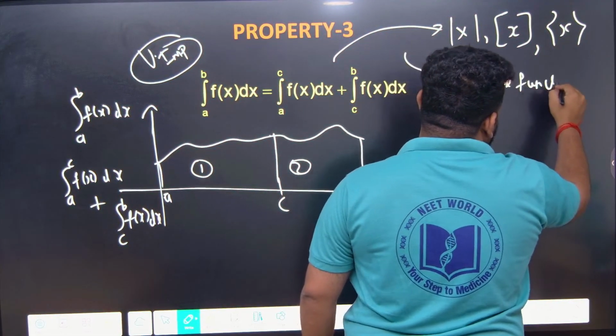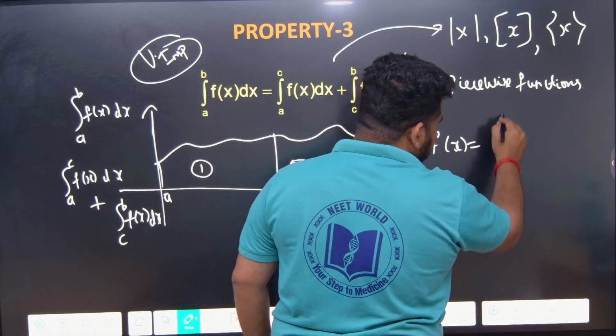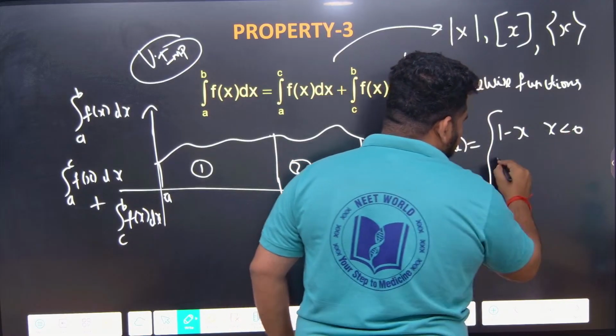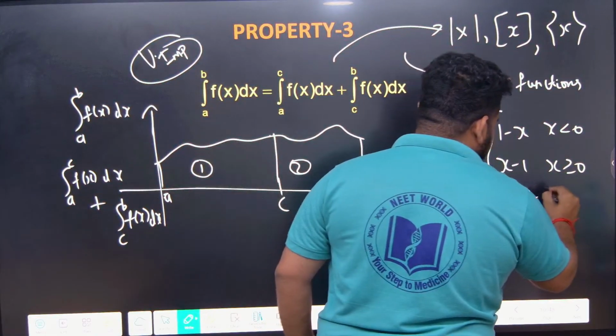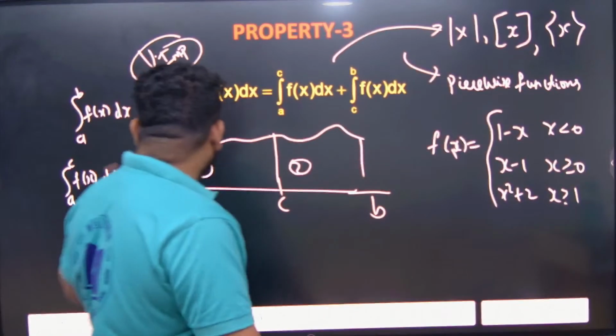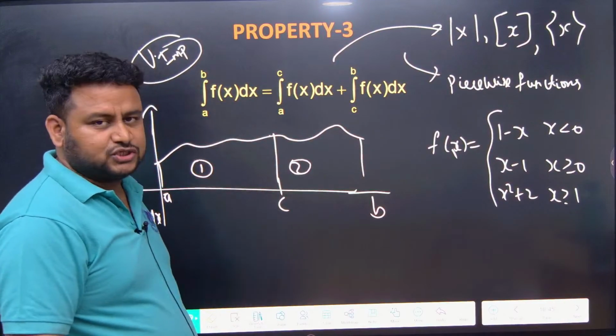What do you mean by piecewise functions? That is, f of x, instead of being given directly, will be given like this: something like 1 minus x if x is less than 0, x minus 1 if x is greater than or equal to 0, x square plus 2 if x is greater than or equal to 1. If they give a piecewise function like this, at that time you can use this bound. You can cut the interval, break the interval, and solve the question.